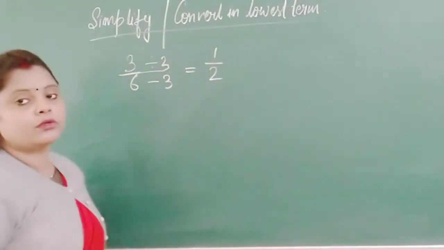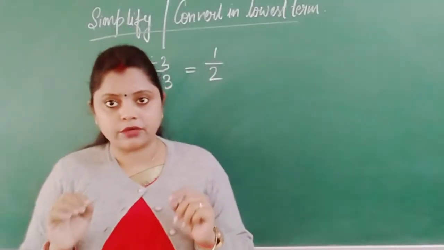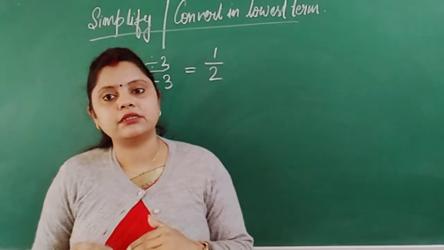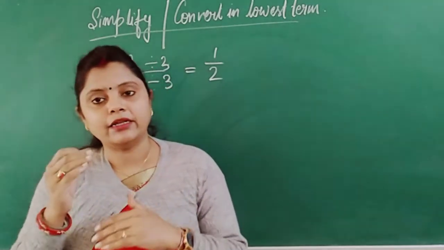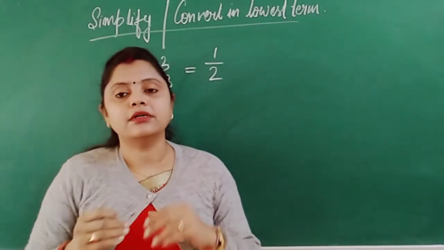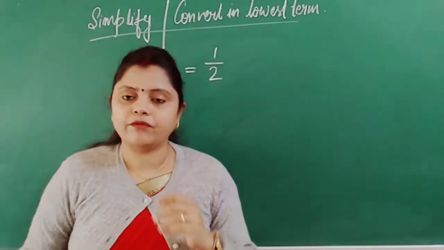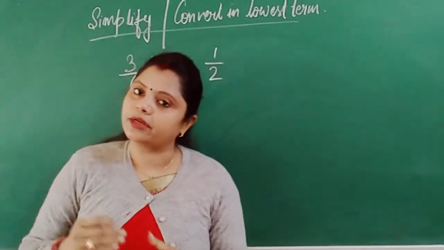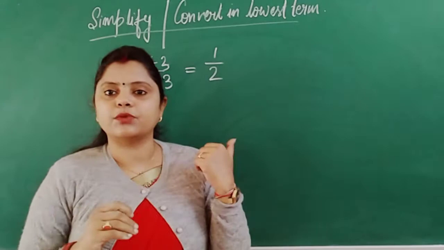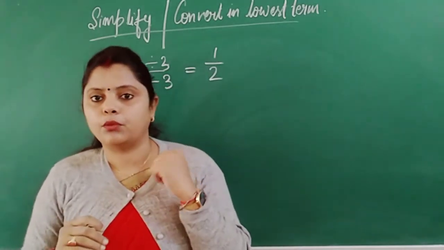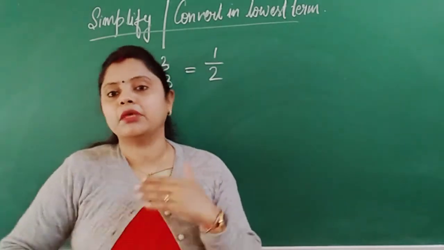So we get 1 by 2. That means whenever we have to convert any fraction into its lowest term, we will divide the numerator and denominator by the same number. We will cancel both numerator and denominator by the same number. Now this is one thing. Similarly, we can do the same thing with other questions.